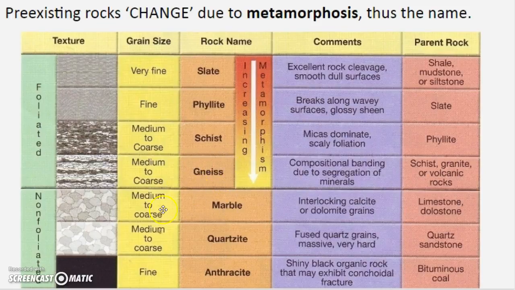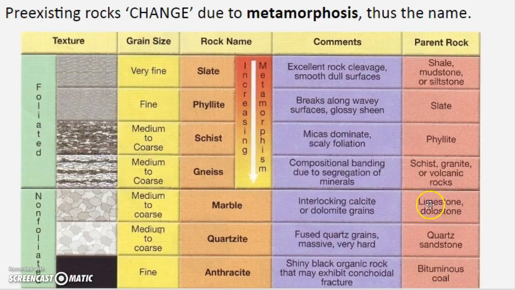I want to look at the three non-foliated for a second. These are generally the marble and quartzite. These are medium to coarse grained. Notice that they have intergrown crystals. The difference is that marble will effervesce in the presence of HCl. If it's limestone, it'll effervesce vigorously. If it's dolostone, it'll effervesce mildly. These would be the parent rock to marble, whereas quartz sandstone is going to be the parent rock to quartzite.